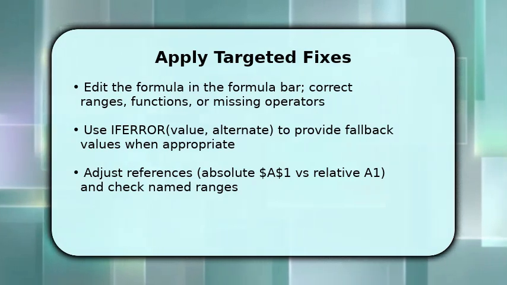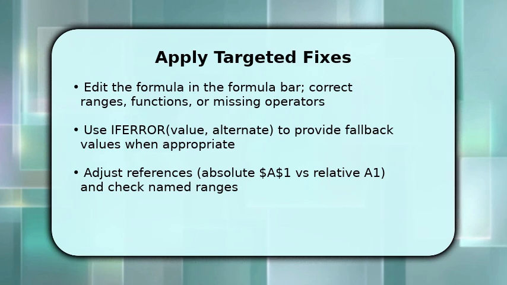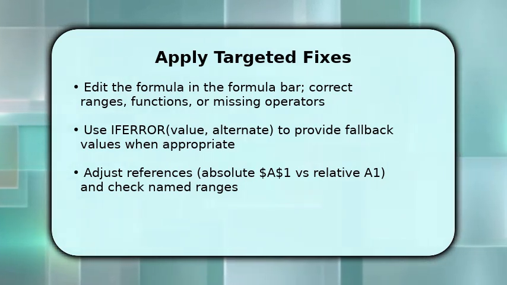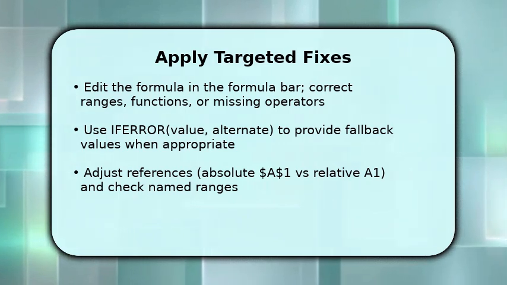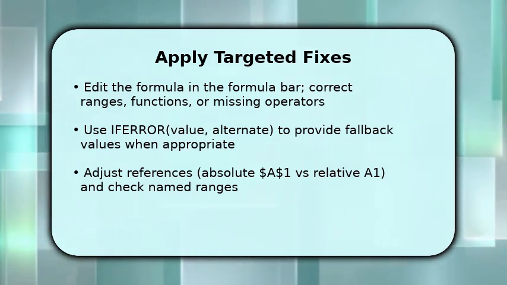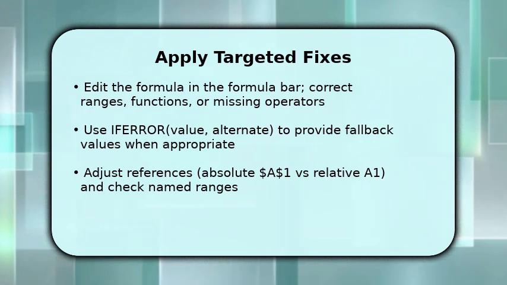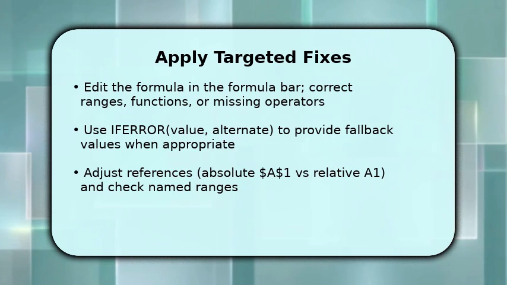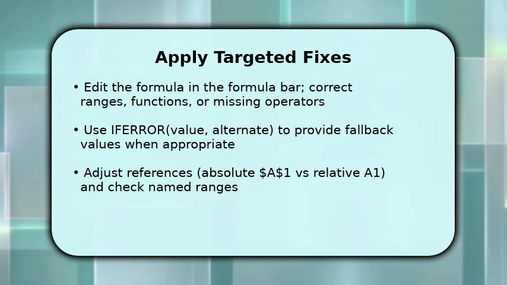For divide by zero, wrap the calculation in IF or IFERROR. For missing lookup results, use IFNA or adjust lookup ranges. If the problem is a bad reference, fix the range or use absolute referencing to stop shifts when copied. When names or functions are unrecognized, check spelled names and add missing add-ins.